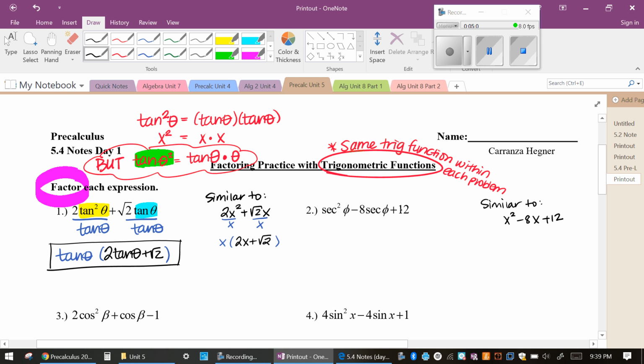But if they want me to factor this, since this is a quadratic term, this is a linear term, and this is a constant term, this is a quadratic trinomial. I need to try to find two numbers that multiply to 12 and add to -8. Pause the video and find those two factors.